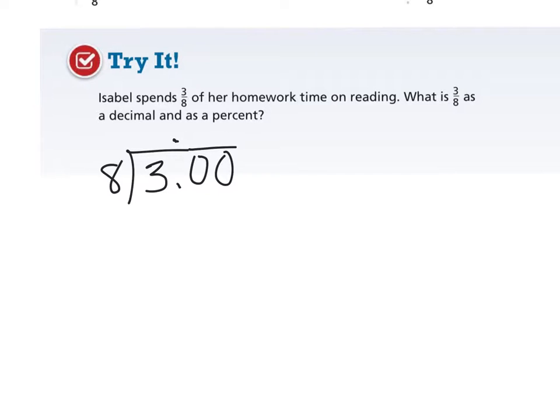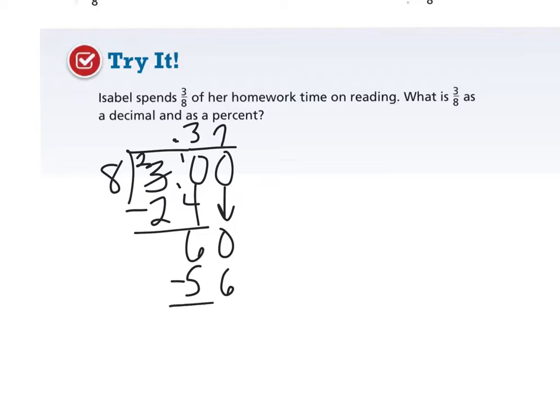So if we divide this out, 8 does not go into 3. If we ignore our decimal point, bring it up, but if you ignore as far as what we're doing, 8 would go into 30, would go 3 times, is 24. Subtract would be 6. Bring down the 0. 8 goes into 67 times, is 56.